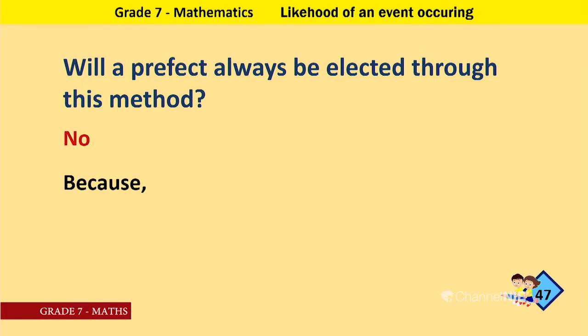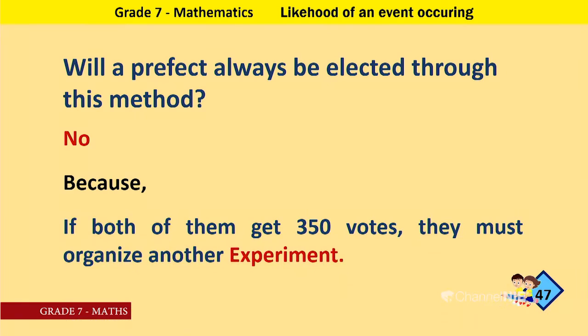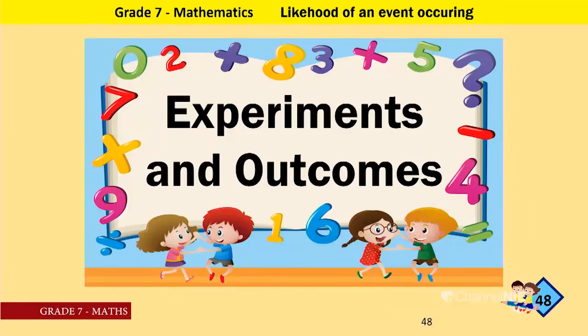Right, because there are 700 students. So, if 350 students give votes to Nalin and the other 350 students give votes to the other student, then what would happen? Can you select a prefect? No, isn't that so? Therefore, this is not a successful way of finding a prefect, electing a prefect.